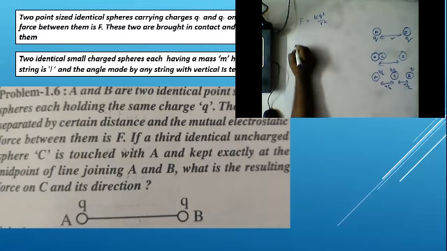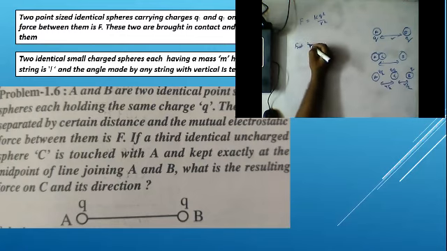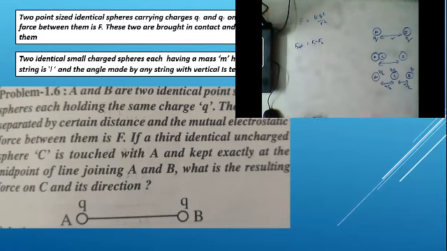Now we can write F net is equal to F1 minus F2. What are F1 and F2? Here the force will be like this, F1, and here it is F2. Why do we consider this as F1 and this as F2? Because here the charge is Q and there it is Q by 2, so the product will be higher for this one. So I am considering this as F1 and this as F2.